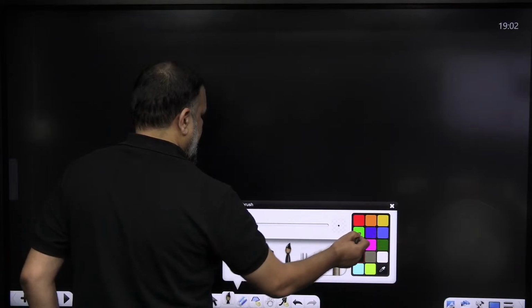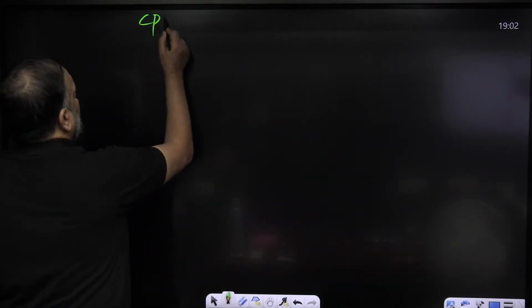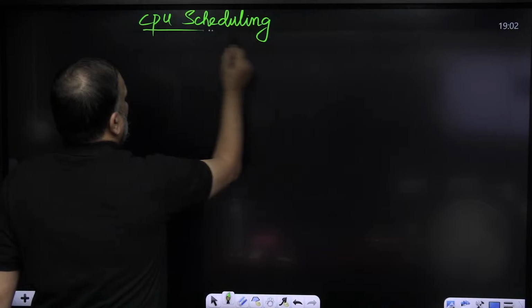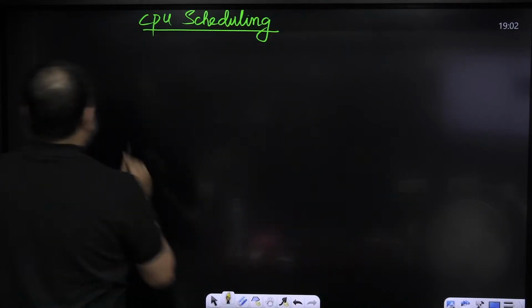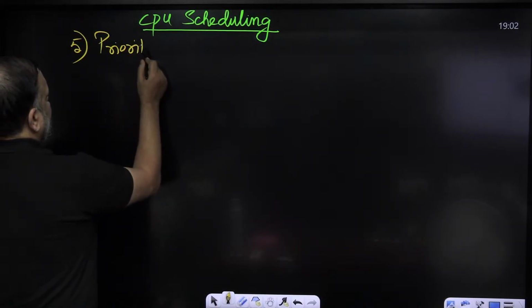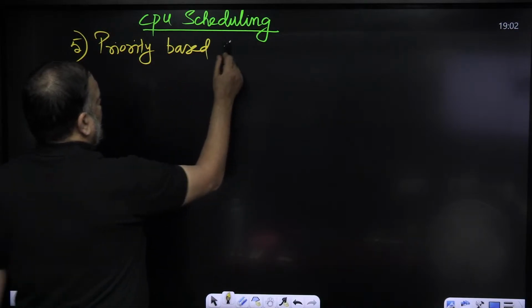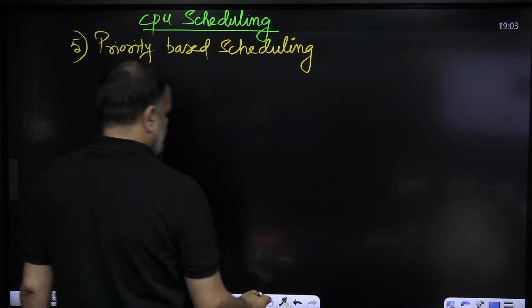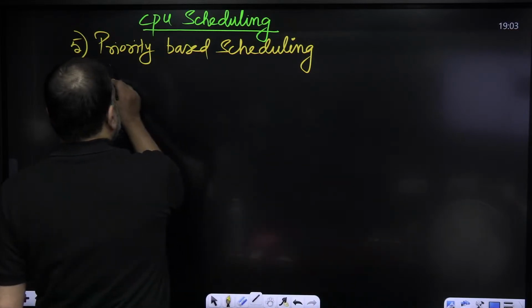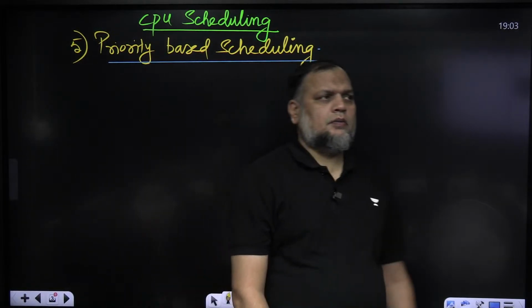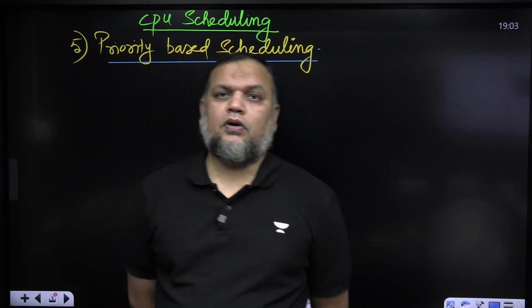So before round robin, let me just talk about the name of the title. We'll write CPU scheduling. And the next scheduling technique, priority based scheduling. So the criteria here in priority based scheduling would be what is called the priority of the process.